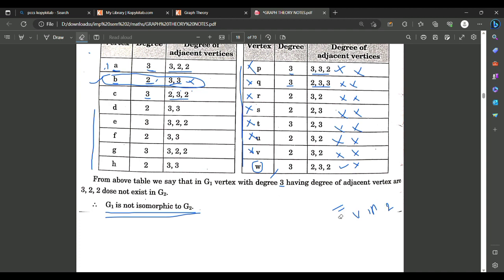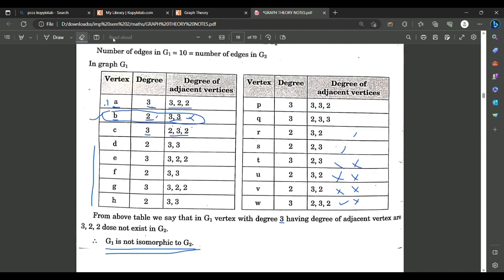And also firstly we check that, wait a minute, let me erase this all.